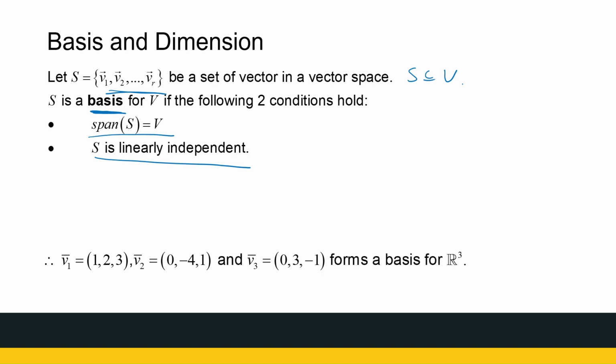Now, if I look at the vectors from my previous example, we've seen that these vectors, (1, 2, 3), (0, -4, 1), and (0, 3, 1), span the vector space. You can check it again if you know how to check for span, and you should, and you can check if they're linearly independent, and they will be linearly independent. So that set forms a basis for R3.